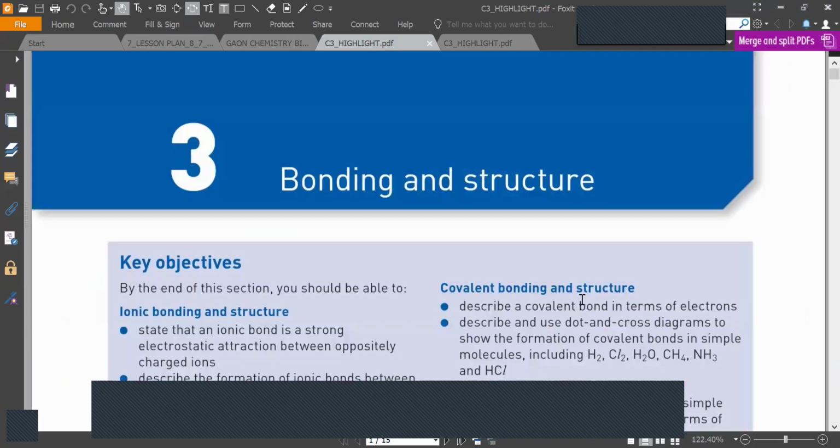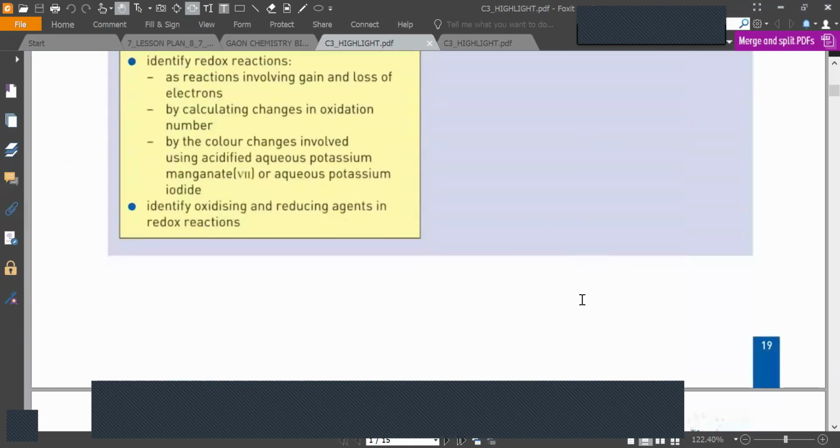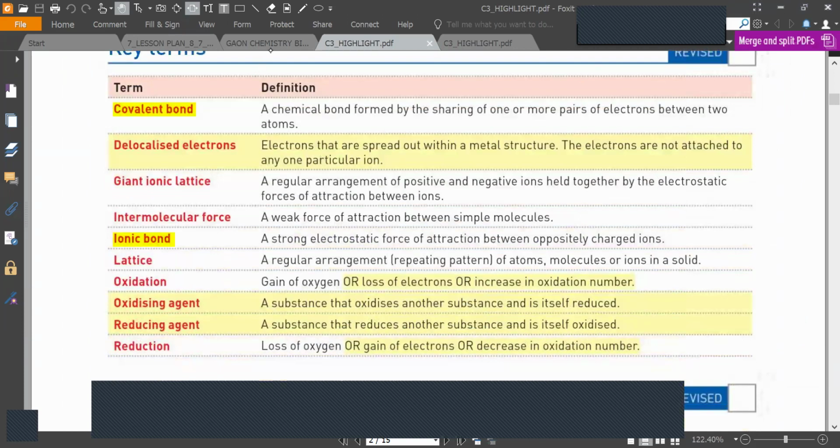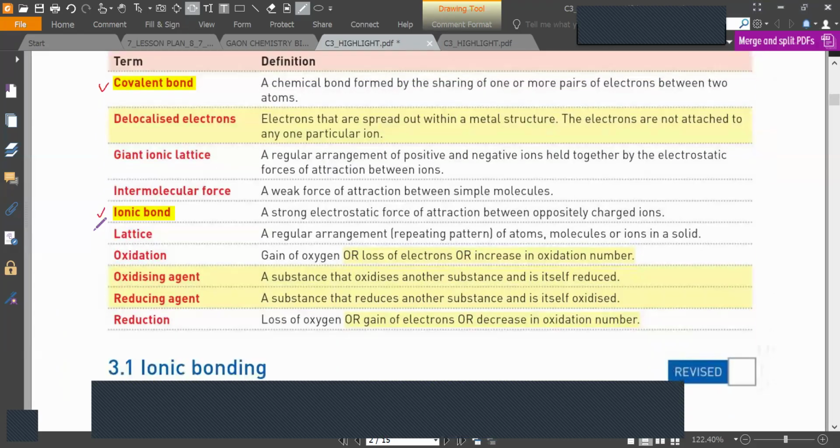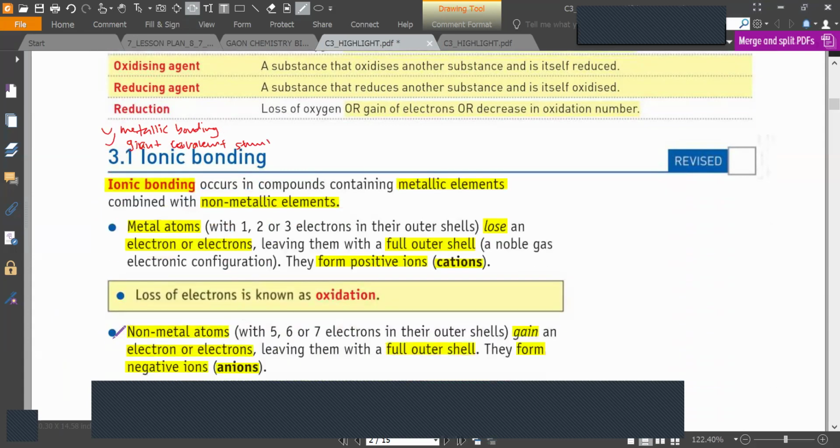So the few types of bonding we will look at: covalent bonding, ionic bonding, and then there are two more: metallic bonding and giant covalent structure. So we'll look into a total of 4 types of bonding. First we will look into ionic bonding.